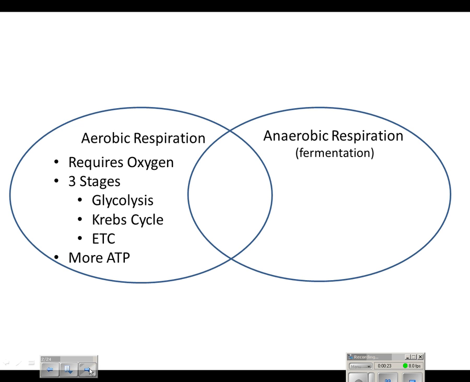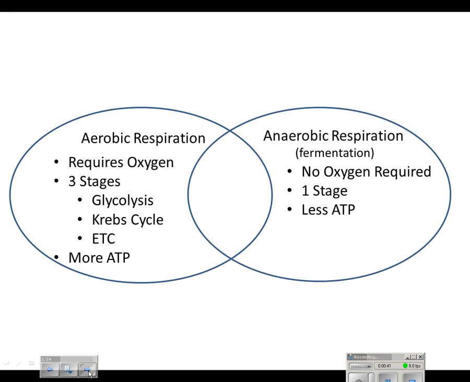Aerobic respiration requires oxygen and happens in three stages: glycolysis, the Krebs cycle, and the electron transport chain, and it's going to produce more overall ATP. So in this presentation, we're going to focus on glycolysis, and then you'll see other presentations that do the Krebs cycle and the electron transport chain.